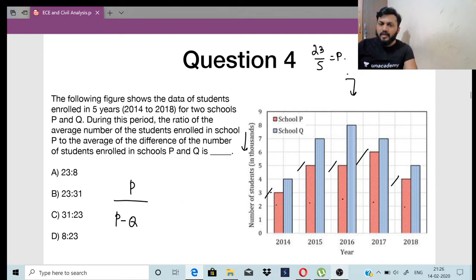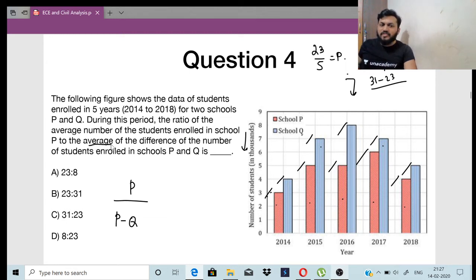Now P minus Q. What will we do for P minus Q? P is 23. So how much is Q? 4 plus 7, 11. 11 plus 8, 19. 19 plus 7, 26. 26 plus 5, 31. So it is 31 minus 23 divided by, this is also an average.